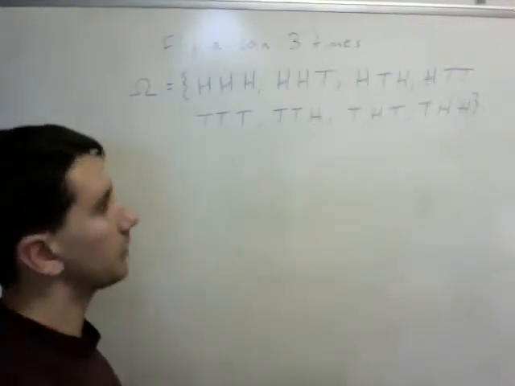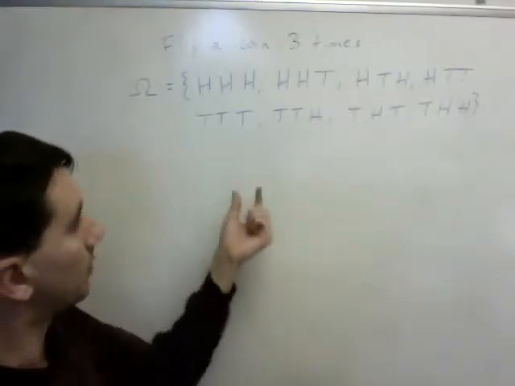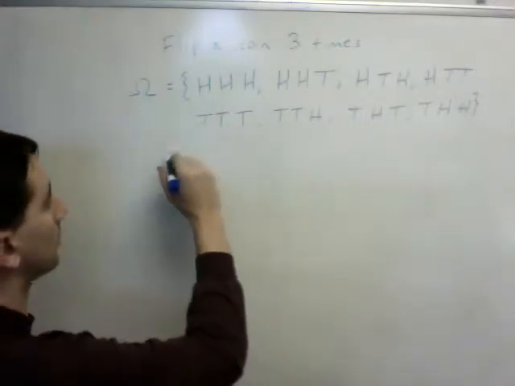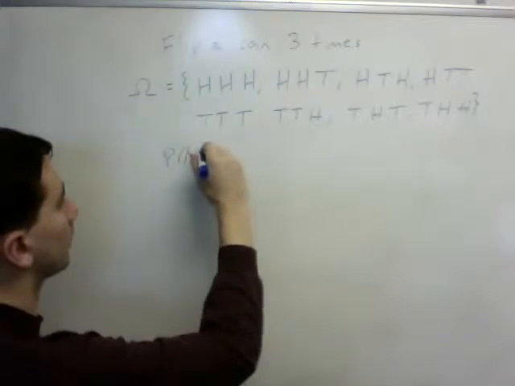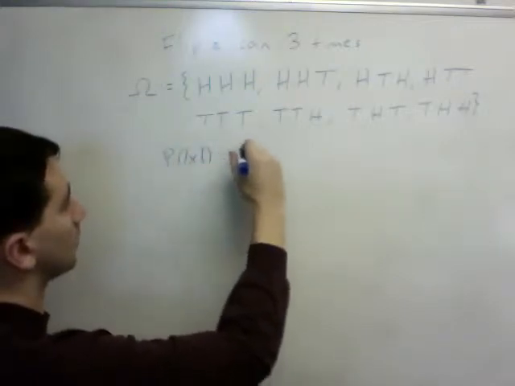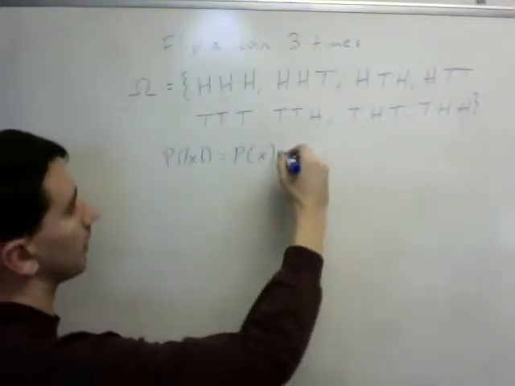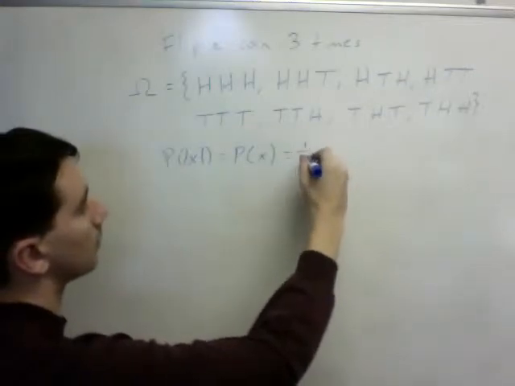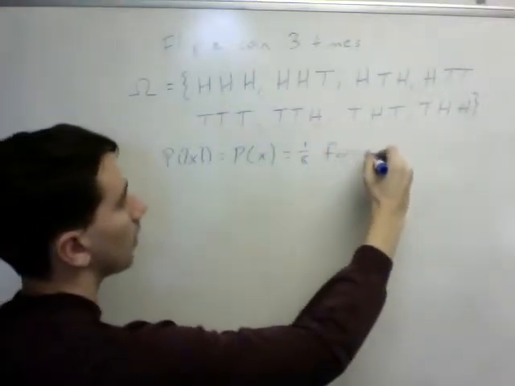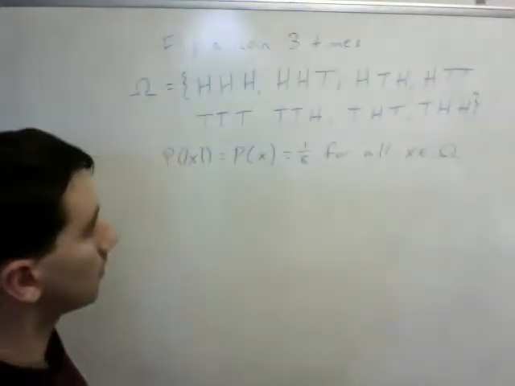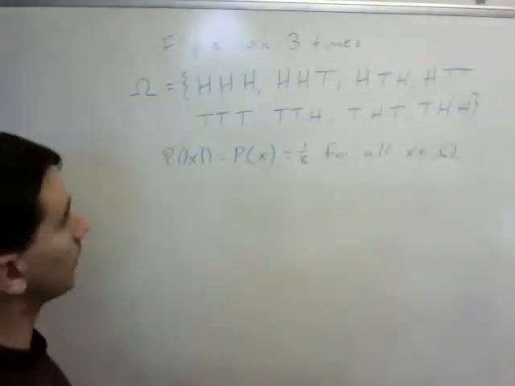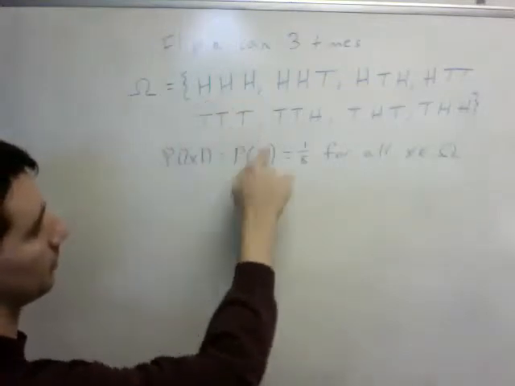Now we can put a probability on omega, and we can define the probability for each point. So the probability of the set {x}, we usually just write that as the probability of x, is just 1 out of 8 for all x in omega. So the probability that I get any one of these, 3 heads for example, is just 1/8.